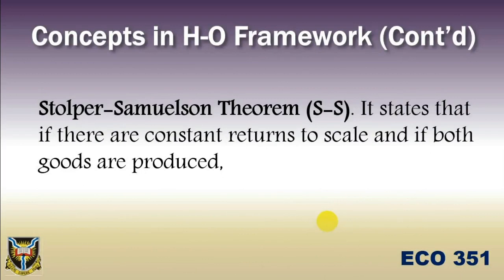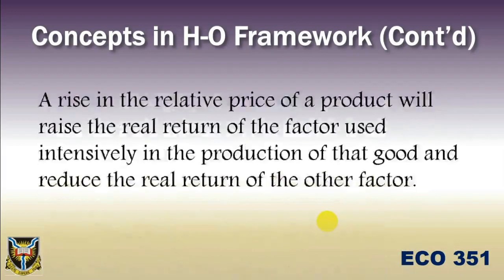Stolper-Samuelson theorem. It states that if there are constant returns to scale and if both goods are produced, a rise in the relative price of a product will raise the real return of the factor used intensively in the production of that good and reduce the real return of the other factor.